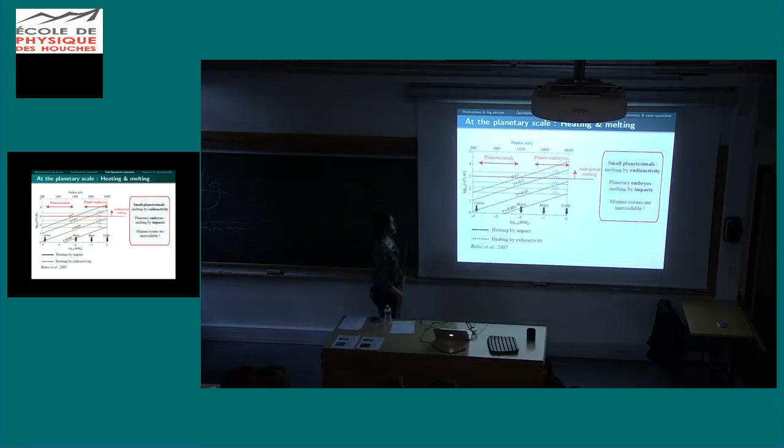So another reason why impacts are important is for heating and melting. If you want to know the initial temperature of the Earth, you need to know how much heating you got from the impact that formed the Earth. So this is something which is summarized here. It's a bit of a complicated diagram, so we can go through it together step by step.